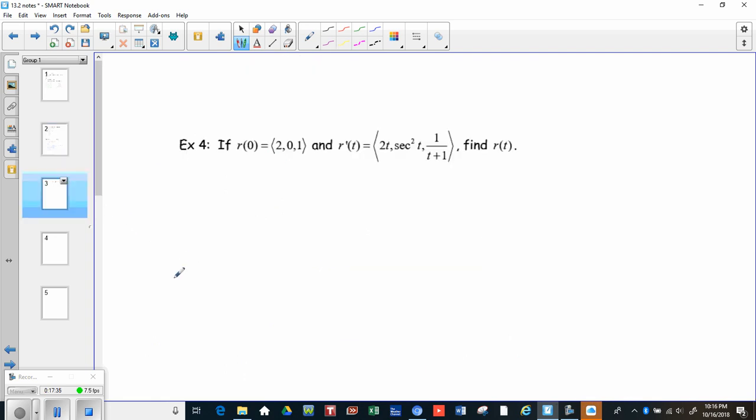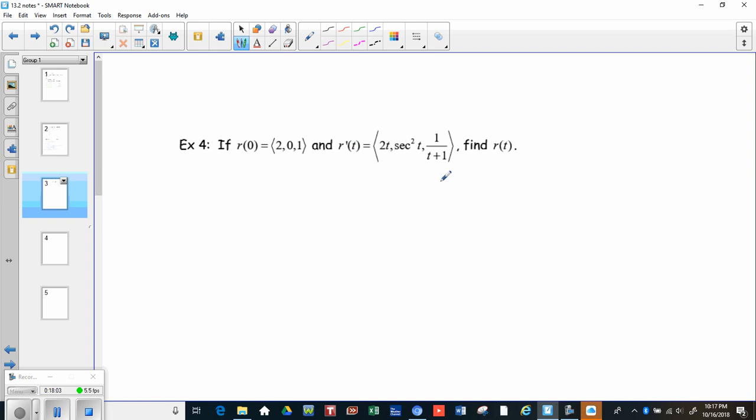All right, so this time, it's giving us that r of 0 equals 2, 0, 1, so it looks like that is a specific vector at a specific time. And it tells us that r prime is 2t, secant squared t, 1 over t plus 1. They want us to find r of t. So they've given us a derivative, and then they want us to go backwards, which of course means now we're going to have to take antiderivatives or integrate.